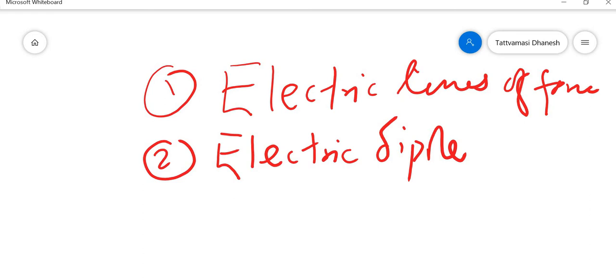Before getting into electric lines of force, in the last video I discussed electric field. I even discussed contact and non-contact forces. All mechanical forces are contact forces, and non-contact forces are gravitational force, electrostatic force, and magnetic force. In the case of non-contact force, we introduce the concept of a field. So what is an electric field? Electric field is the region around a charge where electric force of attraction or repulsion is experienced.